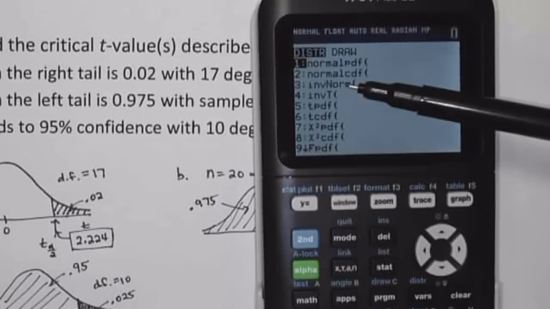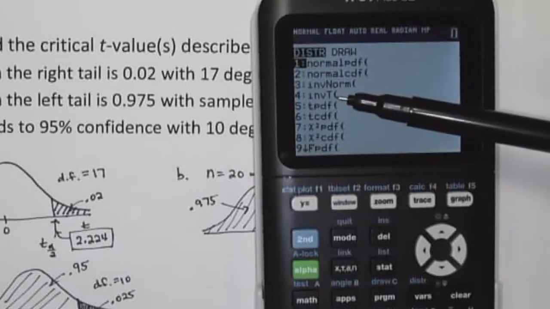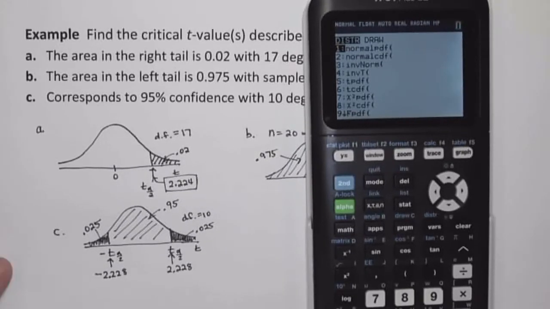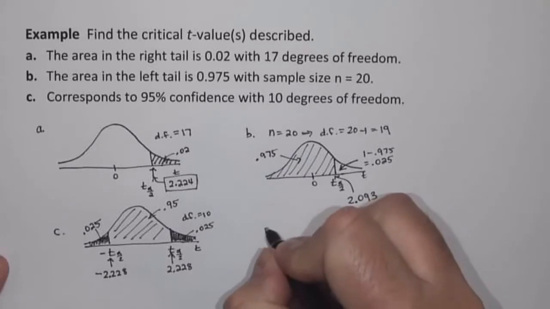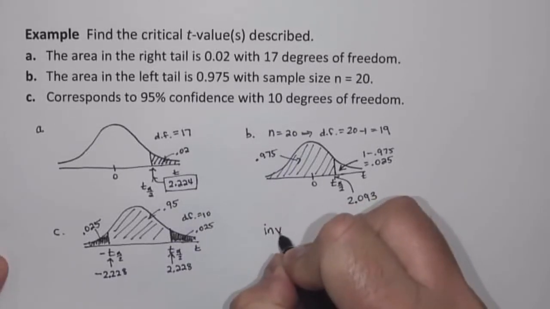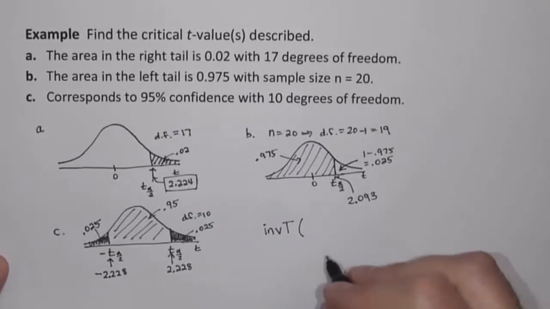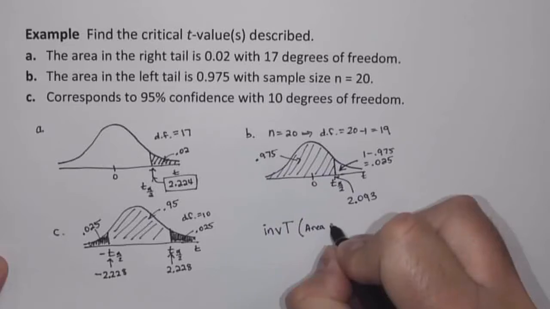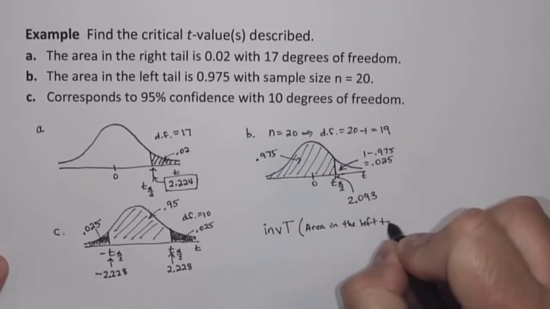So if you have an older calculator, you may not have that option. You may not have the inverse t command on your calculator, but if you have a newer calculator, you will have that command. Now here's how that inverse t command works. We're going to choose that inverse t command, and what we have to do is put in the area in the left tail.